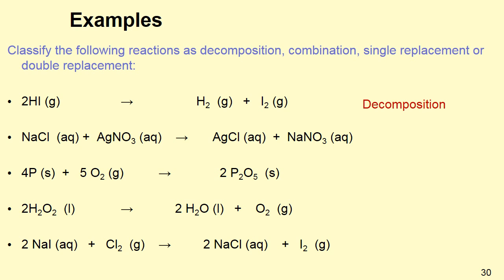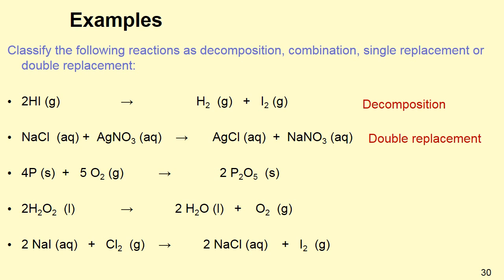All right, and NaCl plus AgNO3 produces AgCl and NaNO3. All right, well, notice that there are four different types of atoms, elements, there, and this is one where they have swapped places. So the Na is now with the NO3 and the Ag is now with the Cl. That is a double displacement or double replacement.